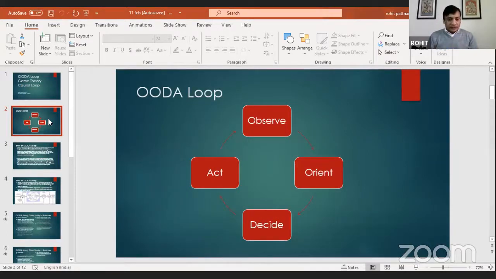Now, all of us understand the one constant in all our lives is change. Everything is changing. Change brings ambiguity. Change brings uncertainty. And in an ambiguous and uncertain environment, having perspective, knowing what is the right thing to do, is extremely important, because that is the difference between winning or losing. It's as simple as that.